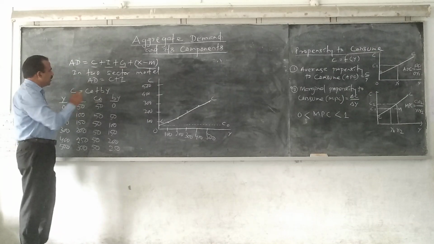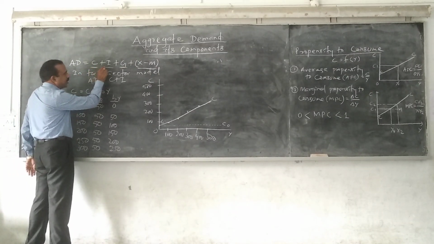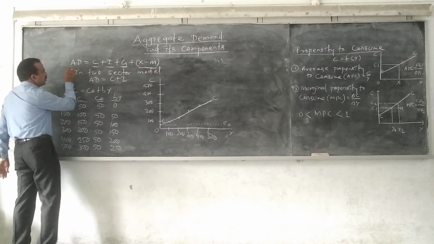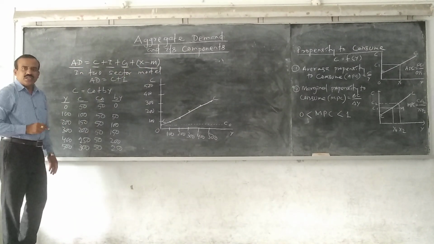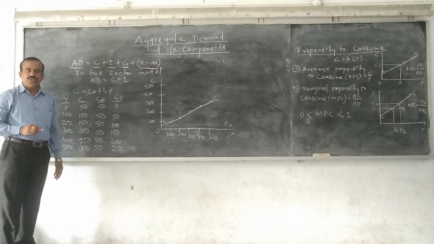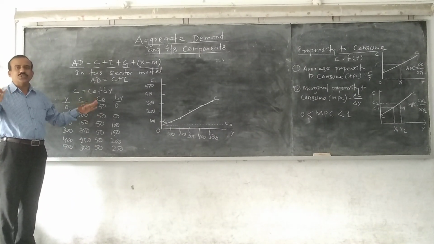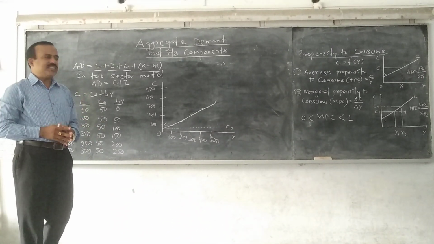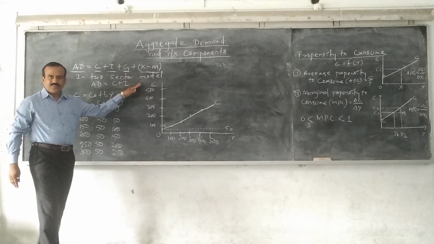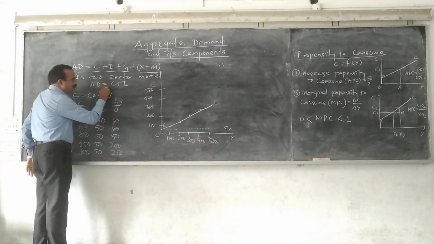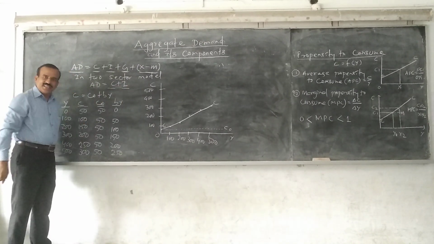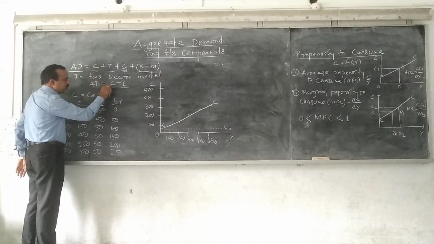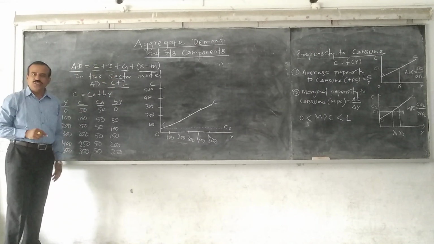So if you add consumption expenditure, investment expenditure, government expenditure and net export, that is your aggregate demand or total expenditure made in the economy on various final goods and services. Keynes' theory is a two-sector model where consumers and producers are taken. So in the Keynesian model, aggregate demand is equal to consumption expenditure plus investment expenditure.